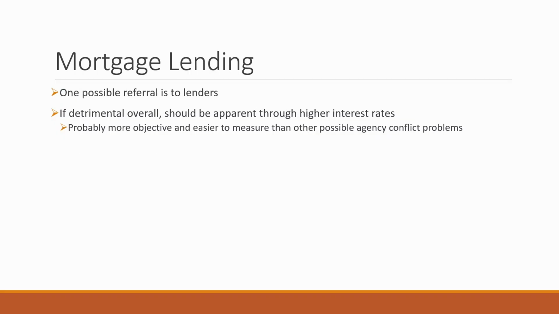So what this paper is going to look at is referrals to lenders. And if this is a detrimental referral, we're probably going to see it come into play through higher interest rates, which is a pretty objective way to measure that there's been an agency conflict problem here. It's a lot harder to really see that, oh yeah, you paid too much for your home inspection, or the home inspector didn't do a good job. Those are hard to tell, but your interest rate on your mortgage, that is something we can actually see.